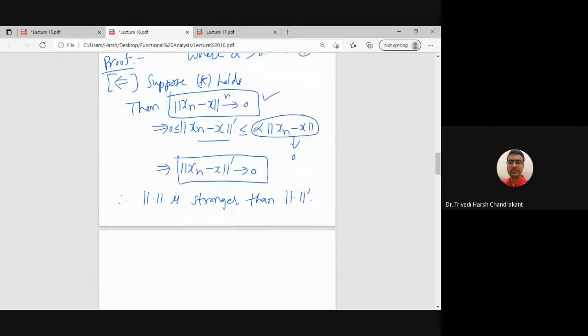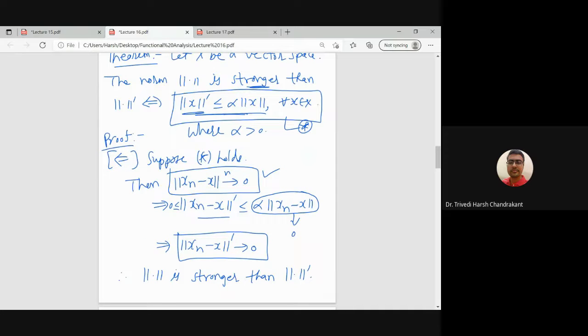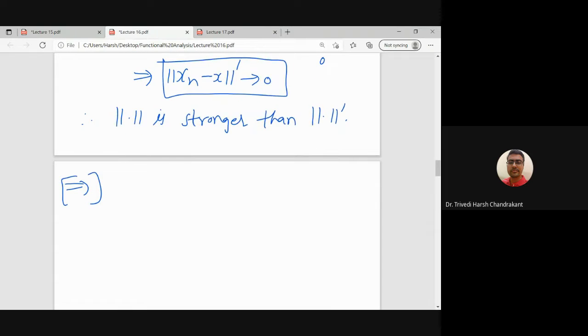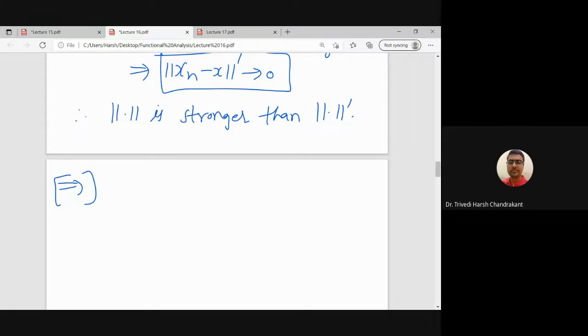Okay, now the converse of the converse, that means the forward condition. So if the first norm is stronger than the other norm, then we want to show that there exists some alpha, right? There exists some alpha so that norm x dash is less than or equal to alpha times norm x. So suppose there does not exist any alpha, right? So we are assuming the conclusion is false, right?